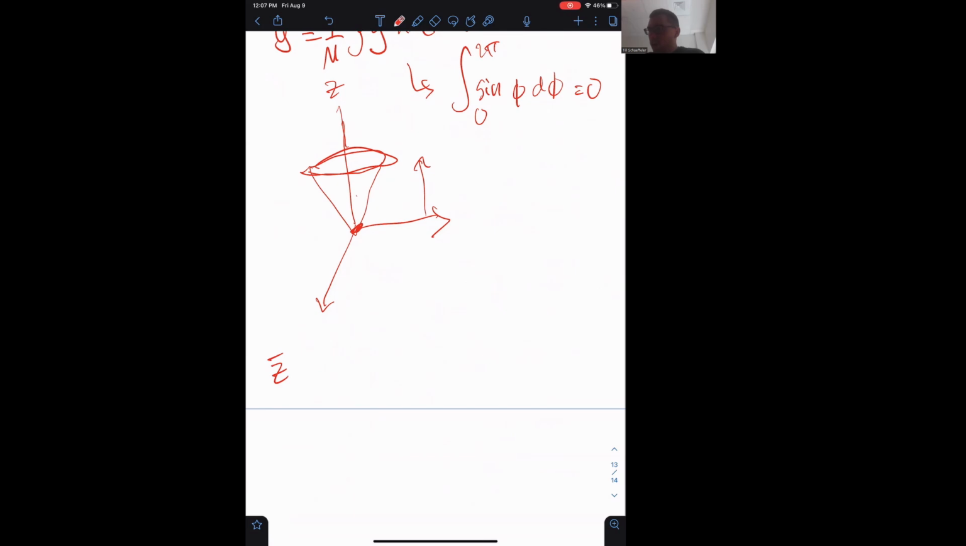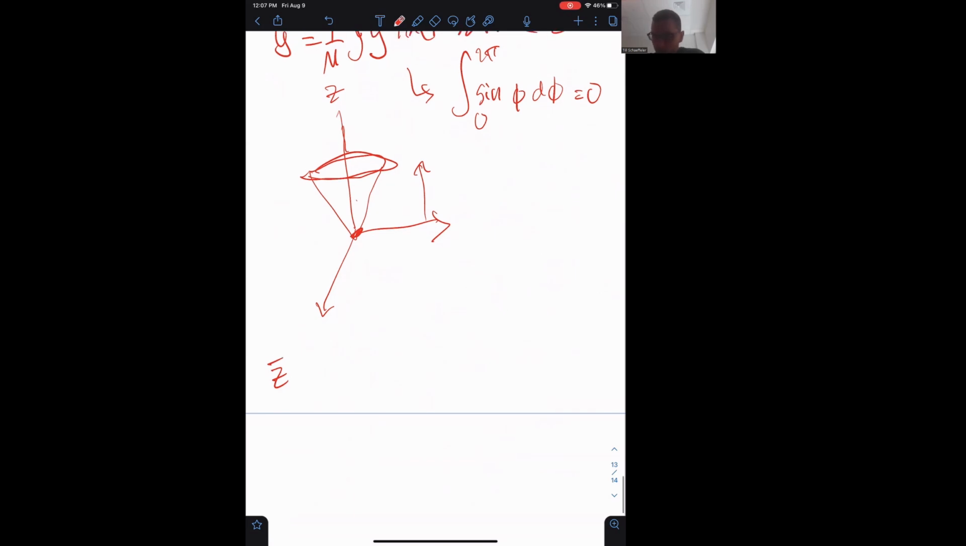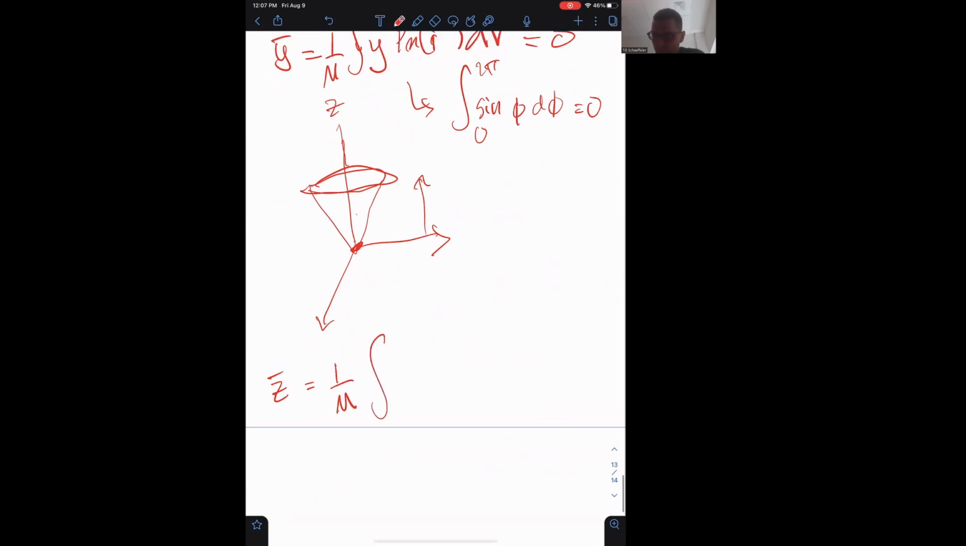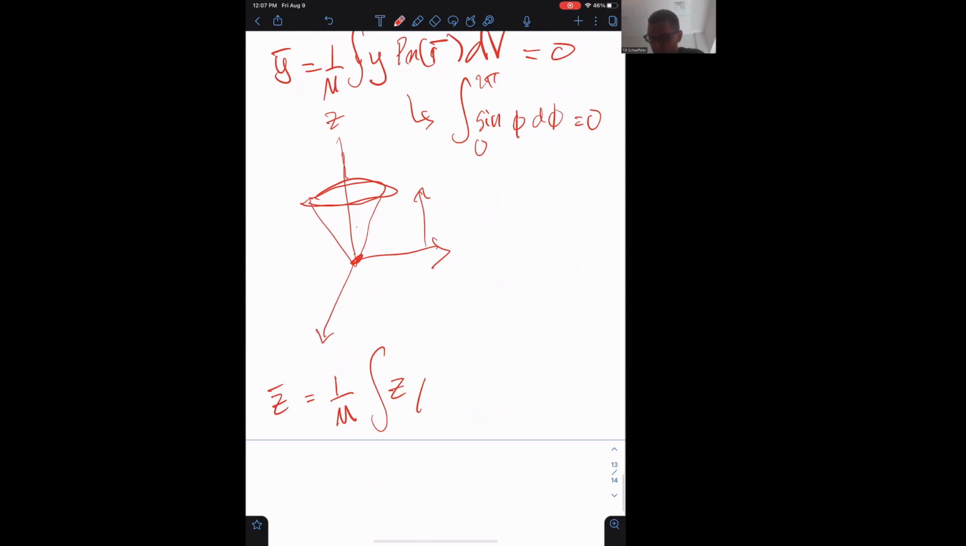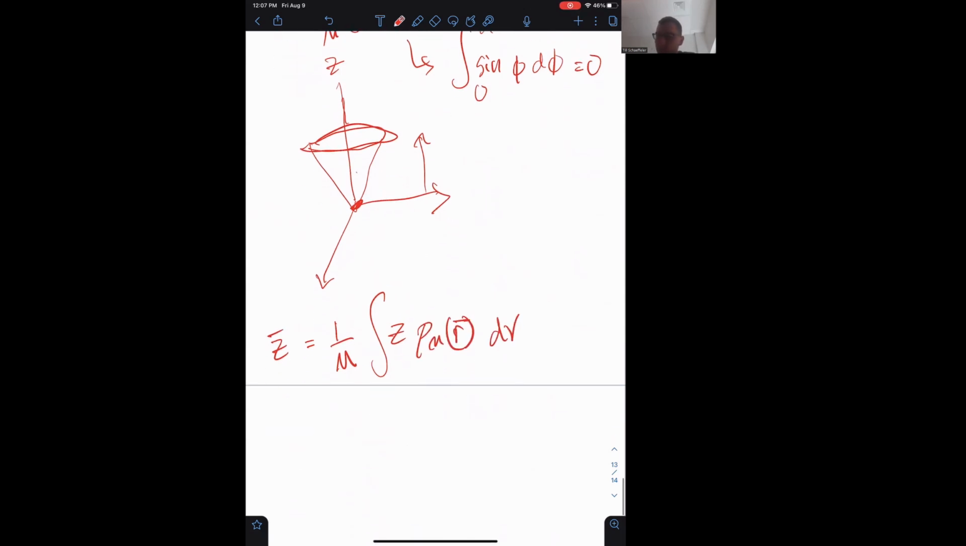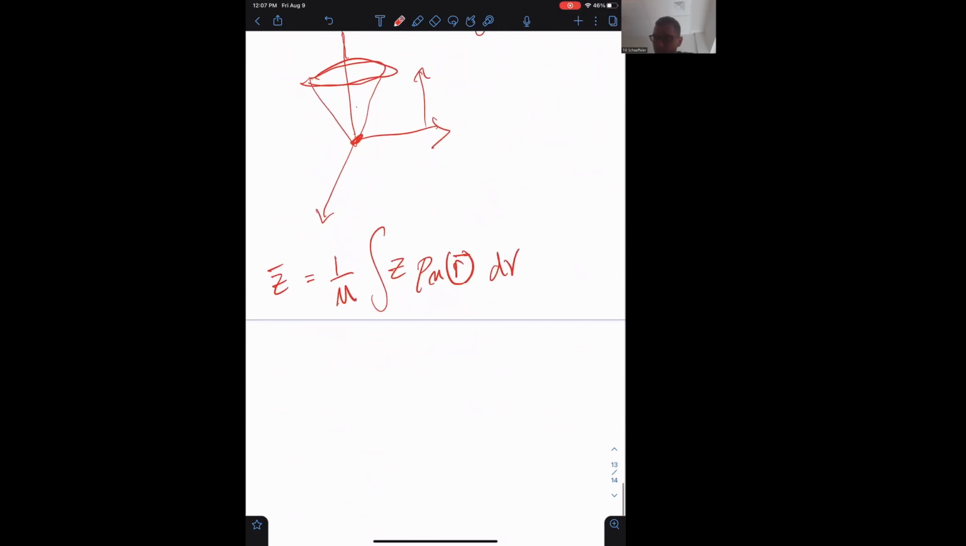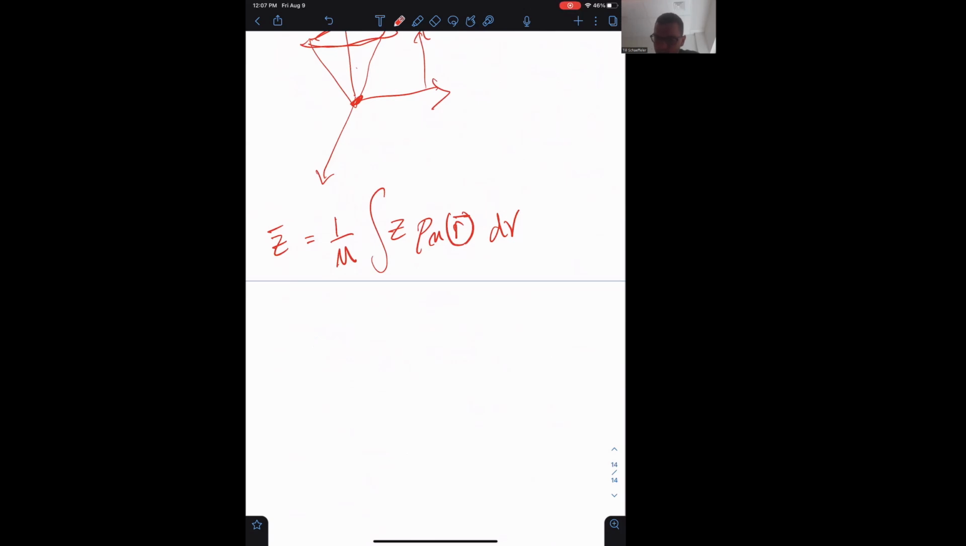So z bar is equal to 1 over m times the integral of z dv. Now because z is just z in cylindrical coordinates, it doesn't have that nice phi dependence, so we actually have to solve an integral for one. So we have 1 over m, and this is again just like part 1 when we solved all the integrals.